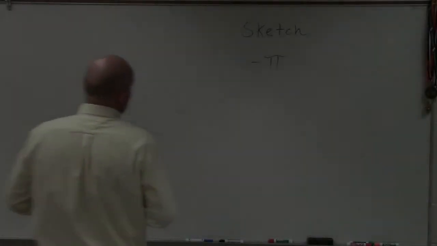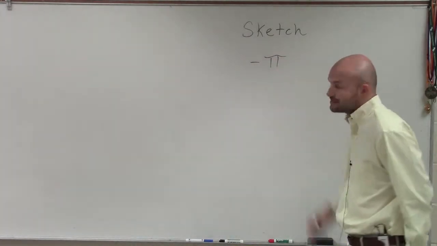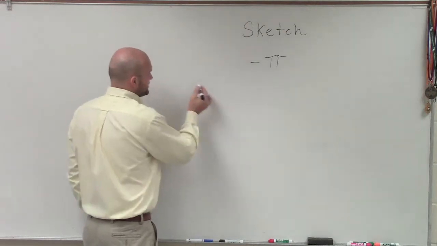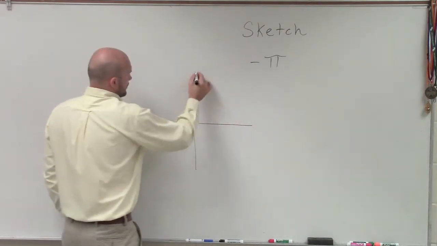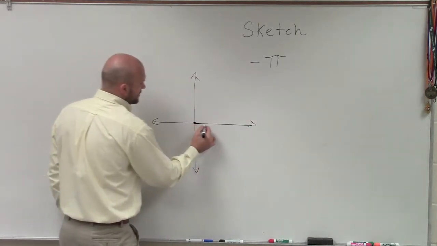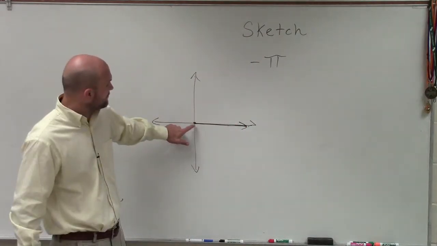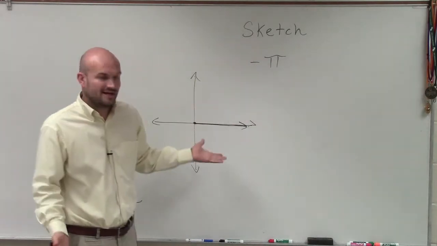So what I'd like to show you is how to sketch the angle negative pi. So again, when sketching with pi, if you remember, we have two different parts. We have our initial side, and we're going to rotate another ray with the same vertex at 0, 0, the origin, a measurement of negative pi.